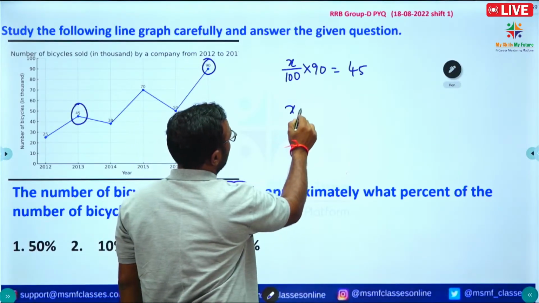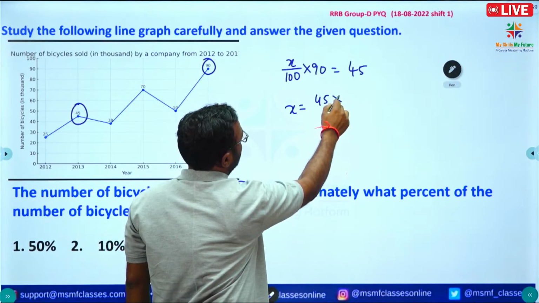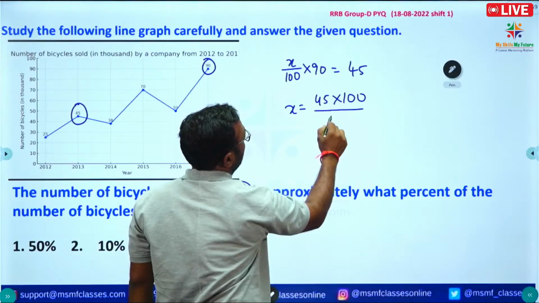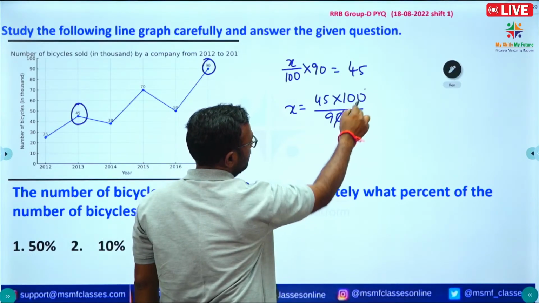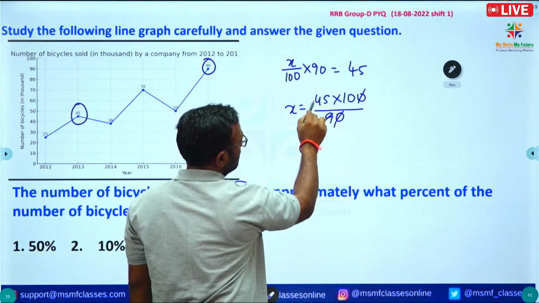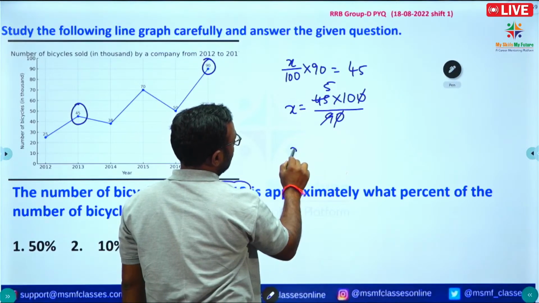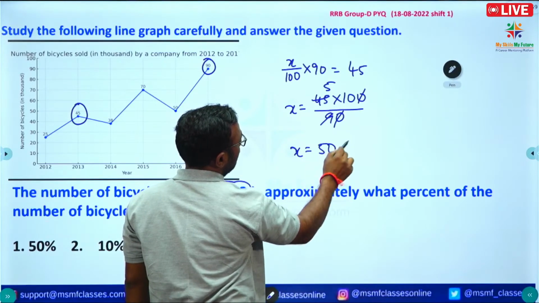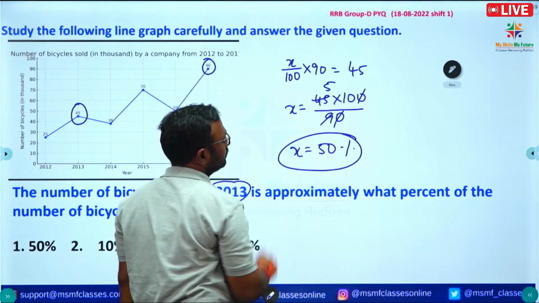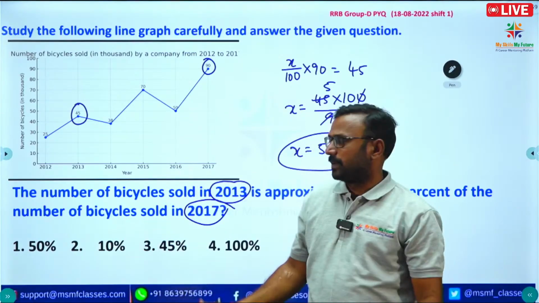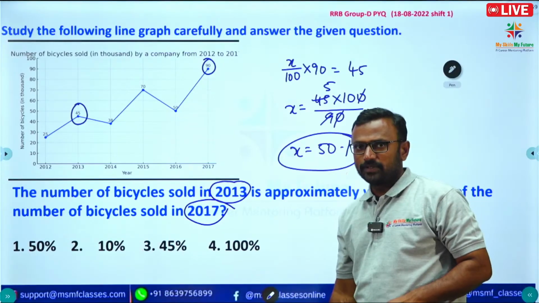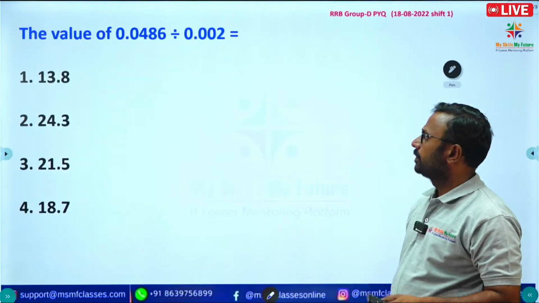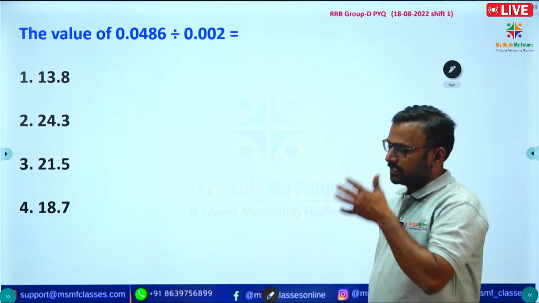So x is equal to 45 into 100 by 90. The 0 cancels, 9 ones are 9, 9 fives are 45. So x is equal to 50%. Exactly 50%. Shall we move to the next question?